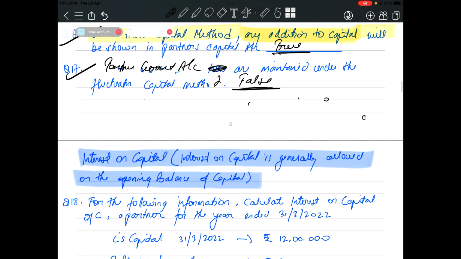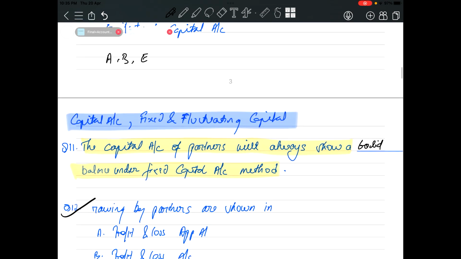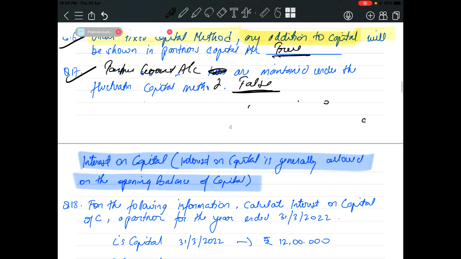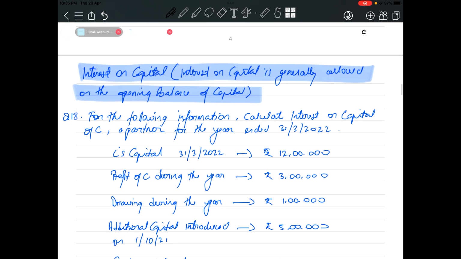So this was all about fixed and fluctuating capital. I hope you have understood. Simple and easy, right? Now let's move to the next part, interest on capital. We will solve questions on interest on capital. This is very important. Basically all the concepts are important, because this is particularly exam oriented.